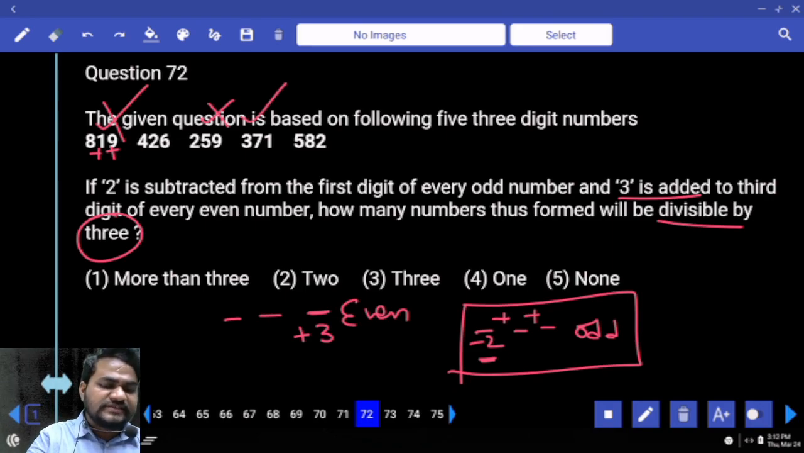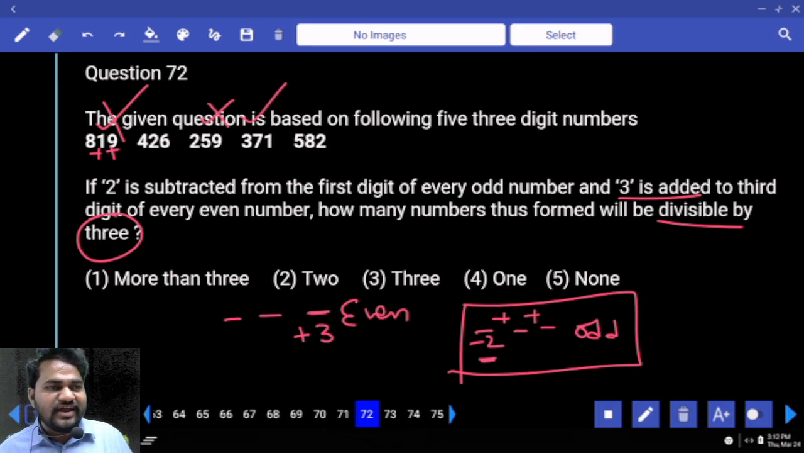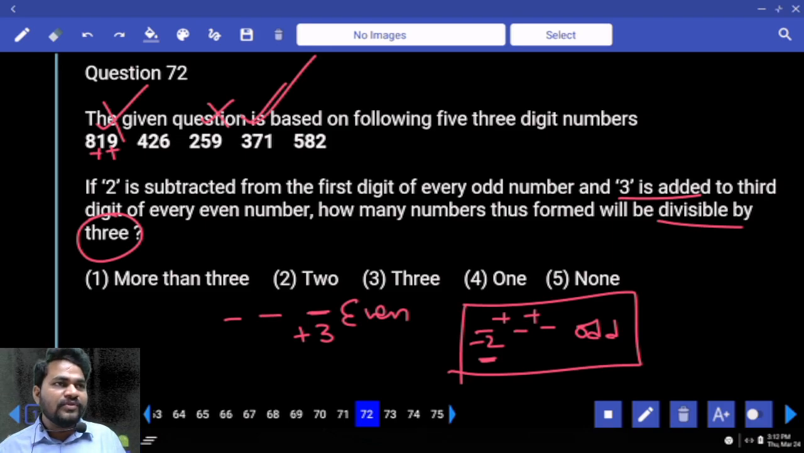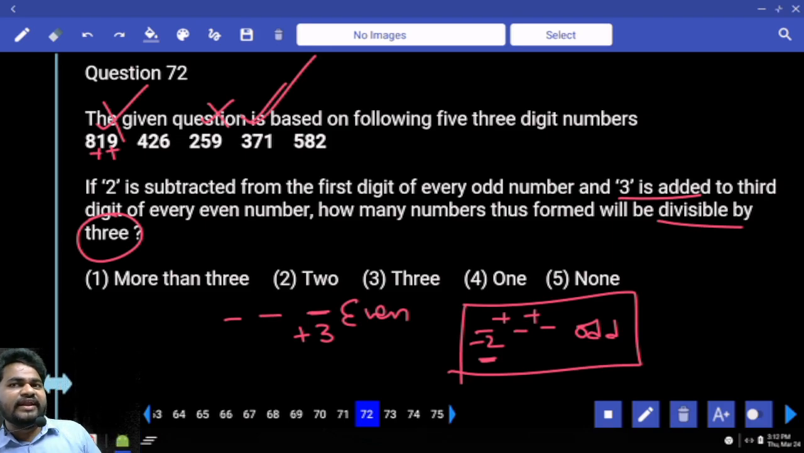Next odd number is 371. 3 plus 7 is 10, 10 plus 1 is 11, 11 minus 2 is 9. Yes, 9 is divisible by 3, so it is valid. Next, let's go for even numbers.